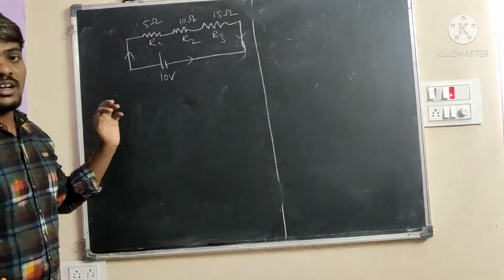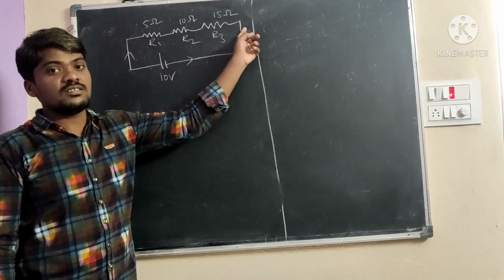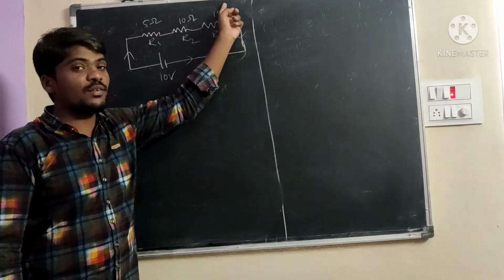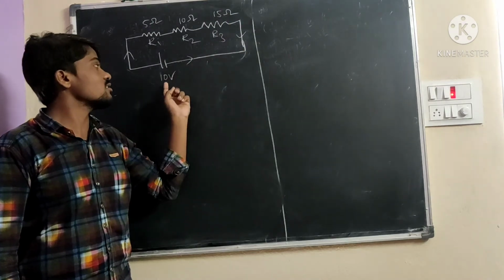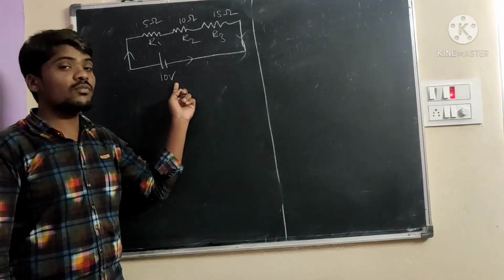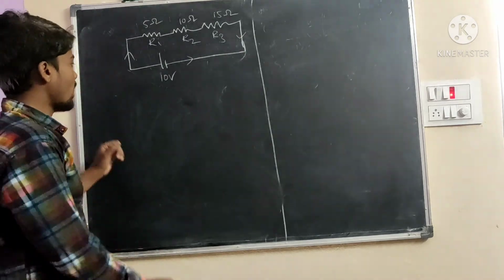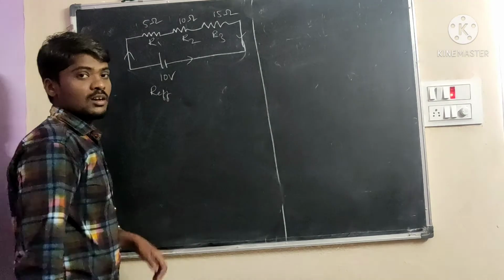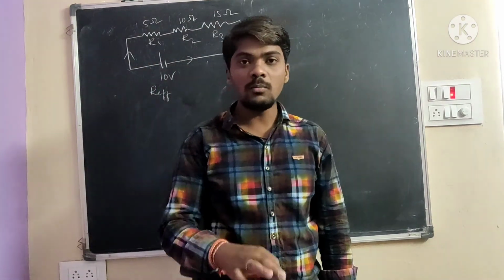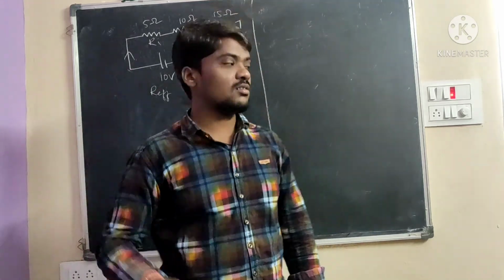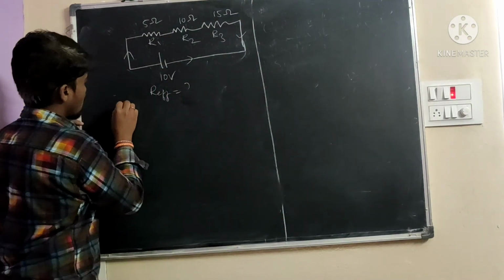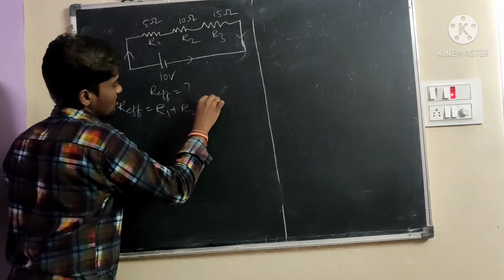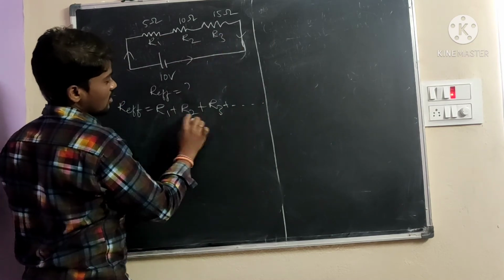When three resistors are in series connection, R1 is equal to 5 ohms, R2 is equal to 10 ohms, R3 is equal to 15 ohms, connected in series to a battery of 10 volts. You will find out the effective resistance. The series connection formula is R effective is equal to R1 plus R2 plus R3, and so on. Here I will take only 3 resistances.